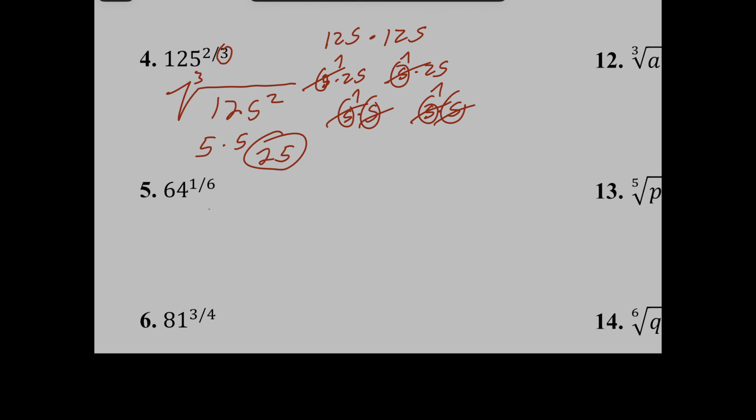Okay, here we go. 64 to the 1/6. Well, that would just be a 64 here, and it would be a 6th root. To do this, I'd have to break down the 64. I'll do this off here on the side. 64 is 8 times 8, would you agree? And then 8 is 2 times 2 times 2, and this 8 is 2 times 2 times 2. How many 2's do I have?